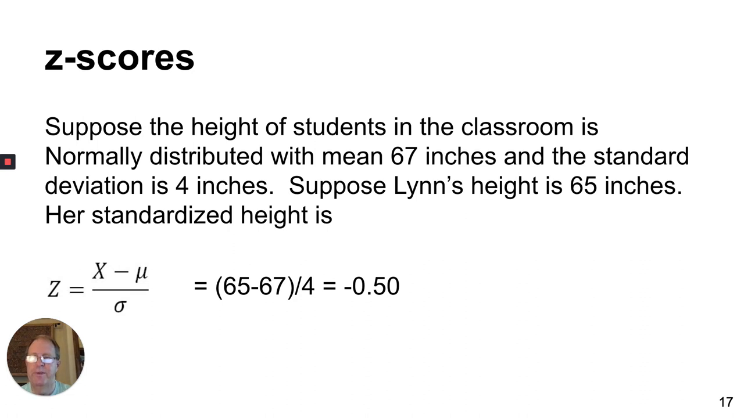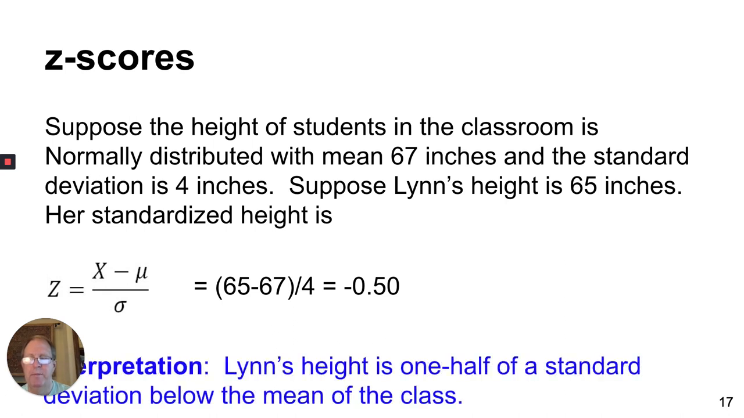I wanted to give you an example of a z-score calculation. Suppose the height of students in the classroom is normally distributed with a mean of 67 and a standard deviation of 4. Suppose Lynn's height is 65 inches. Her standardized score is this. I take my location at 65, I subtract the mean of 67, and then divide by the standard deviation, and I get a z-score of minus 0.5.